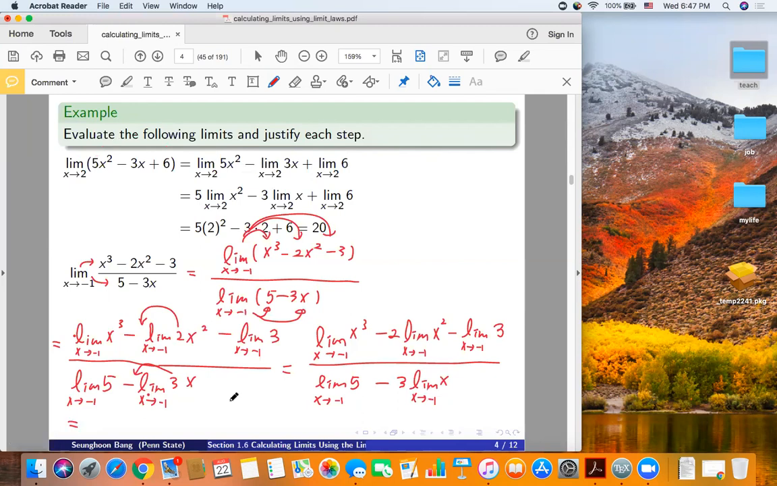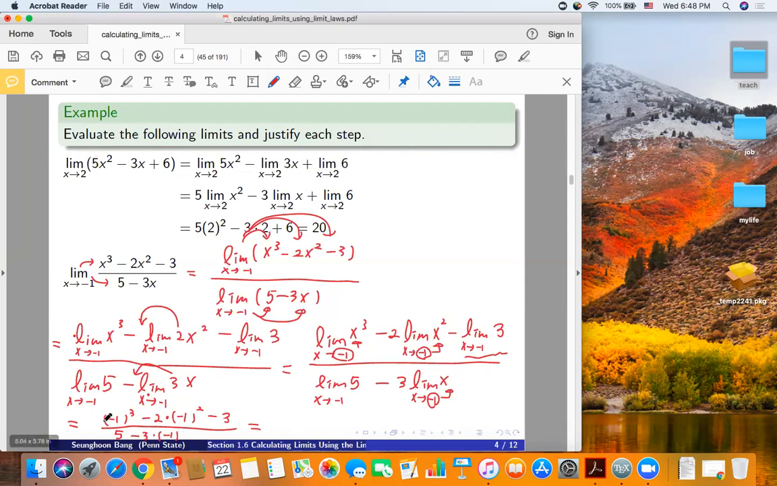Next, similar. You can plug minus 1 into x. So we have minus 1 cubed, minus 2 times minus 1 squared, minus the limit of constant 3, which is the same constant 3, over the bottom one, where the limit of 5 is 5. Minus 3 times, plugging minus 1 into x, so we have negative 3 times minus 1.